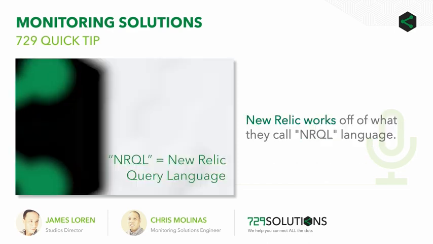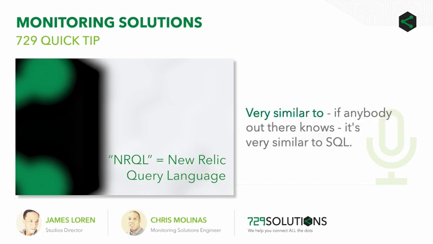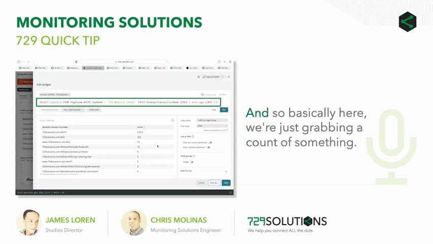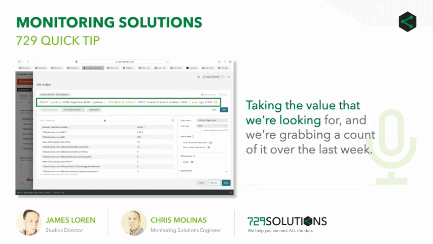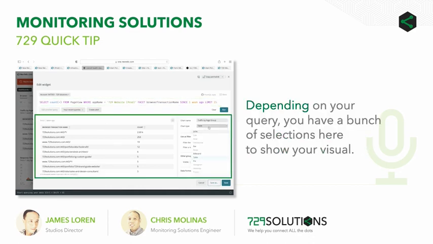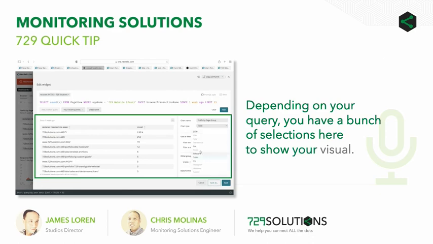New Relic works off of what they call NRQL, the New Relic Query Language. If anybody out there knows it, it's very similar to SQL. Here we're just grabbing a count of something, taking the value that we're looking for and grabbing a count of it over the last week. And here we show that we're showing it in a table visual. Depending on your query, you have a bunch of selections here to show your visual.